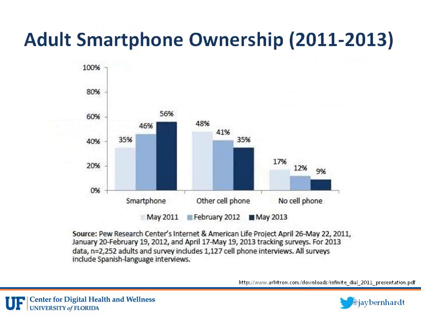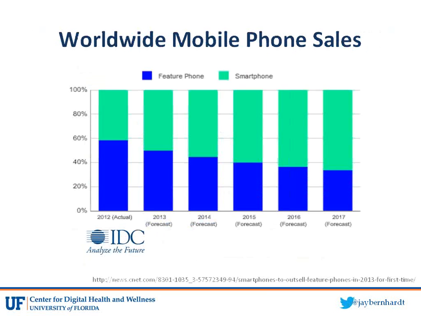Smartphone ownership continues to increase. We've reached a point in 2013 where more than half of phone users in the U.S. have a smartphone. The majority of devices being sold are smartphones. This is true in other parts of the world as well as the U.S. And as the price points drop, particularly with Android phones, but other phones as well, the number of people with smartphones and the percentage of people with smartphones continues to increase.